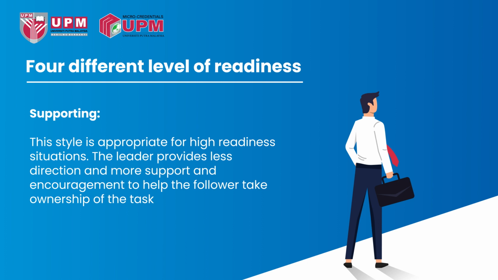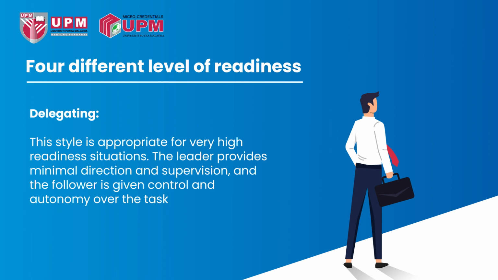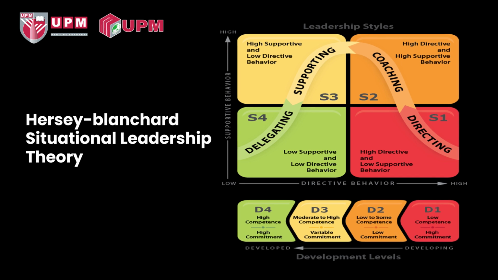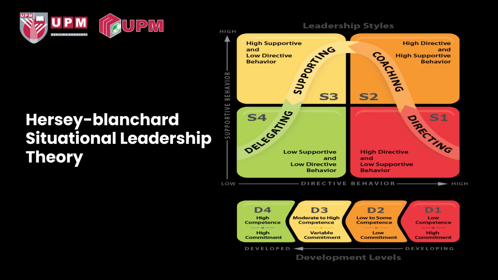Supporting. This style is appropriate for high readiness situations. The leader provides less direction and more support and encouragement to help the follower take ownership of the task. Delegating. This style is appropriate for very high readiness situations. The leader provides minimal direction and supervision, and the follower is given control and autonomy over the task. The Hersey-Blanchard situational leadership theory is a flexible and adaptable model that emphasizes the importance of tailoring leadership styles to the needs of followers.